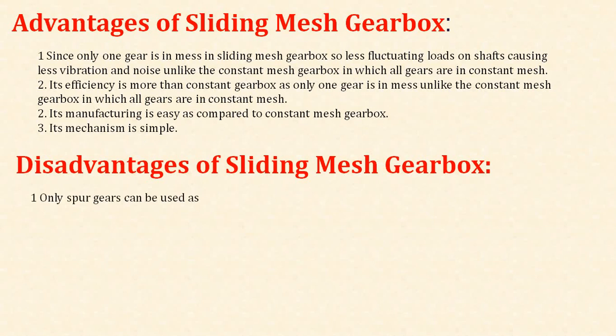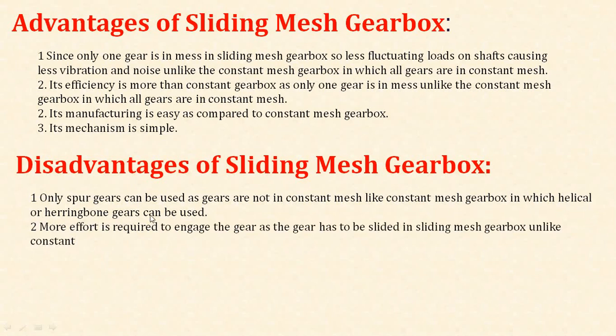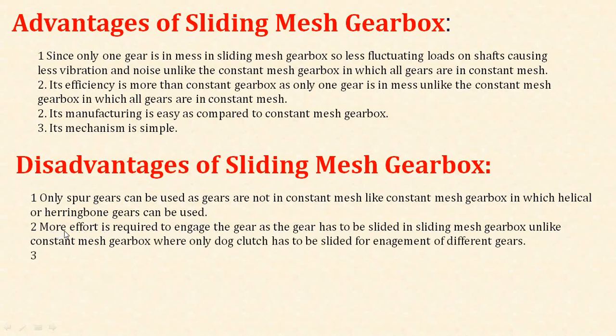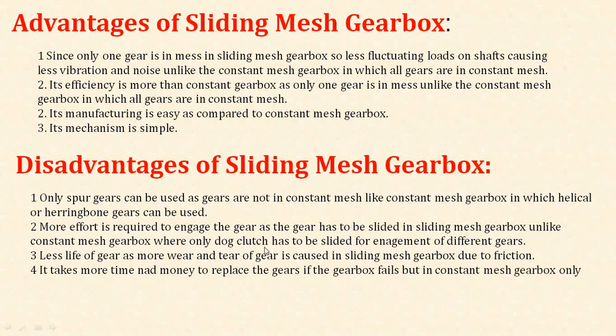And finally, the disadvantages of the sliding mesh gearbox. Only spur gears can be used, as the gears are not in constant mesh, whereas in a constant mesh gearbox helical and herringbone gears can be used. Another disadvantage is that more effort is required to engage the gear, as the gear has to be slid, unlike the constant mesh gearbox where only the dog clutch has to be slid for the engagement of the different gears.